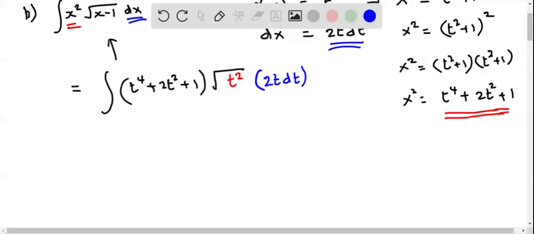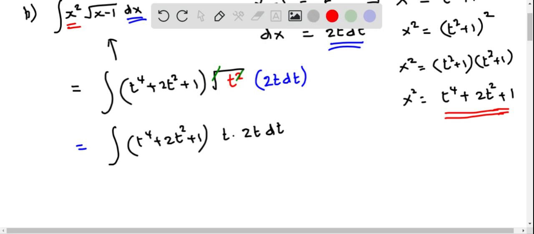Now we have to simplify this and integrate. So let's do that. This will remain as it is, that is t to the power 4 plus 2t squared plus 1. And under the root of t squared, the square root and the square term will get cancelled. So we will have only t, t times 2t dt.